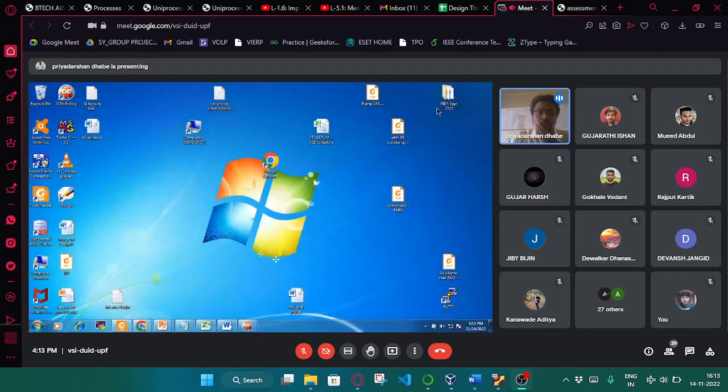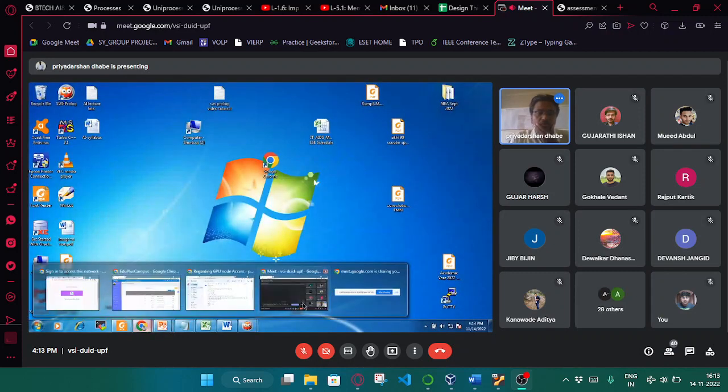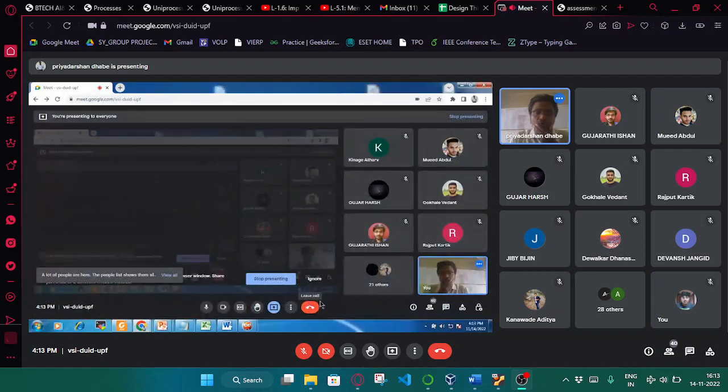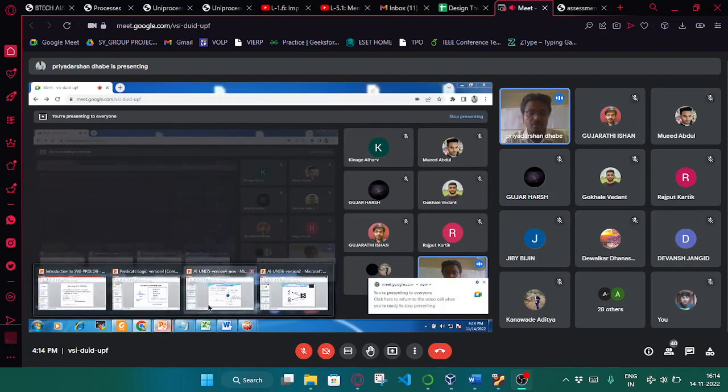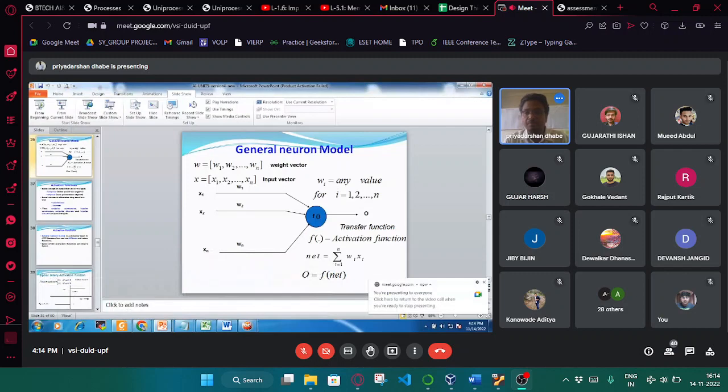So this is lab assignment number 4. What about lab assignment number 5? Lab assignment number 5 is corresponding to the perceptron learning algorithm. Now I will describe briefly what is supposed to be done over here.